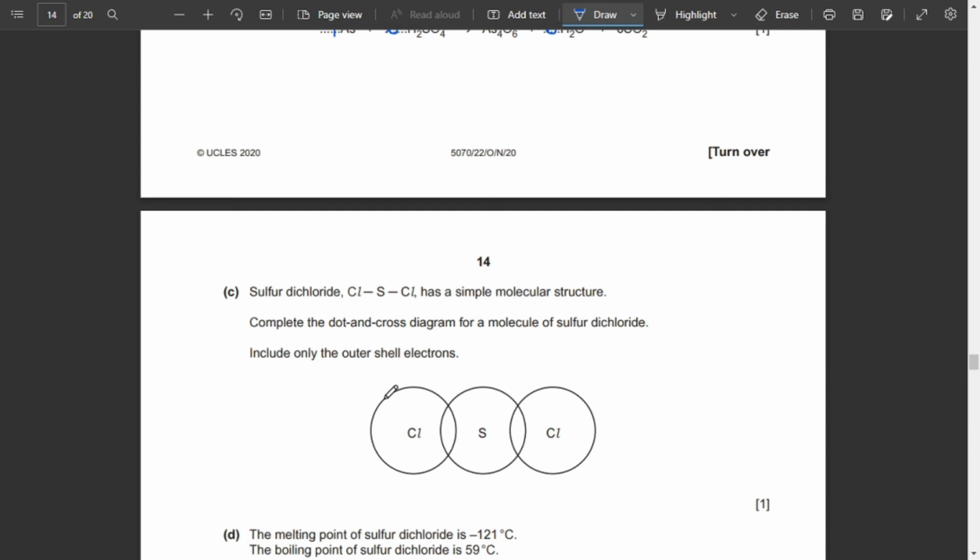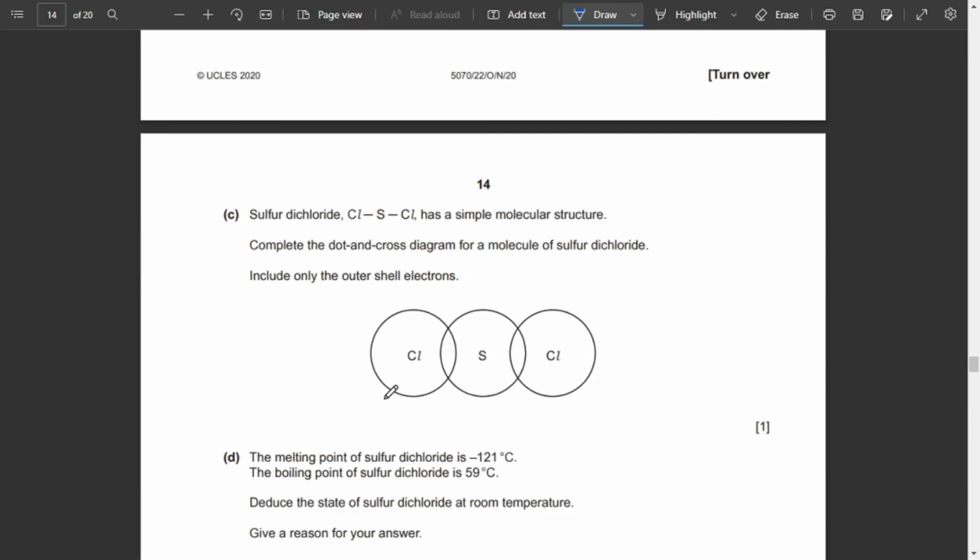Moving on to part C, which says sulfur dichloride, ClSCl, has a simple molecular structure. Complete the dot and cross diagram for a molecule of sulfur dichloride. Include only the outer shell electrons.